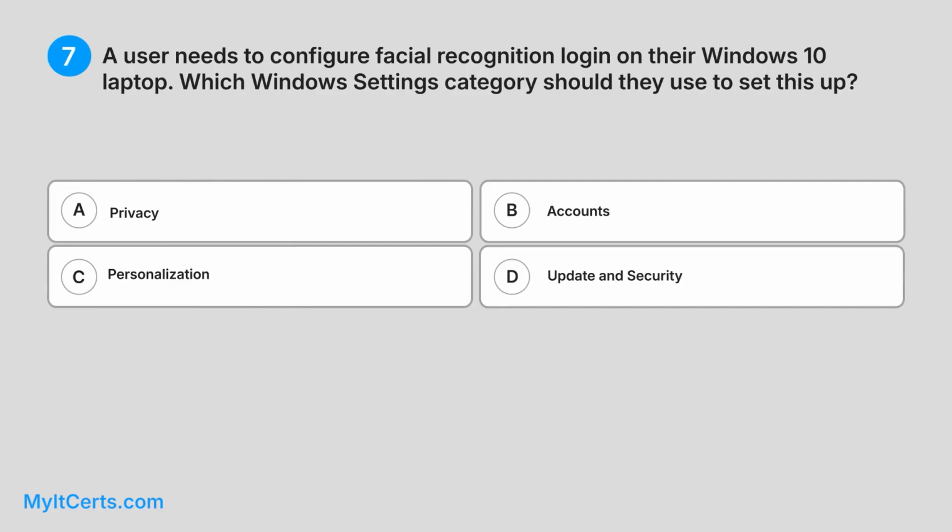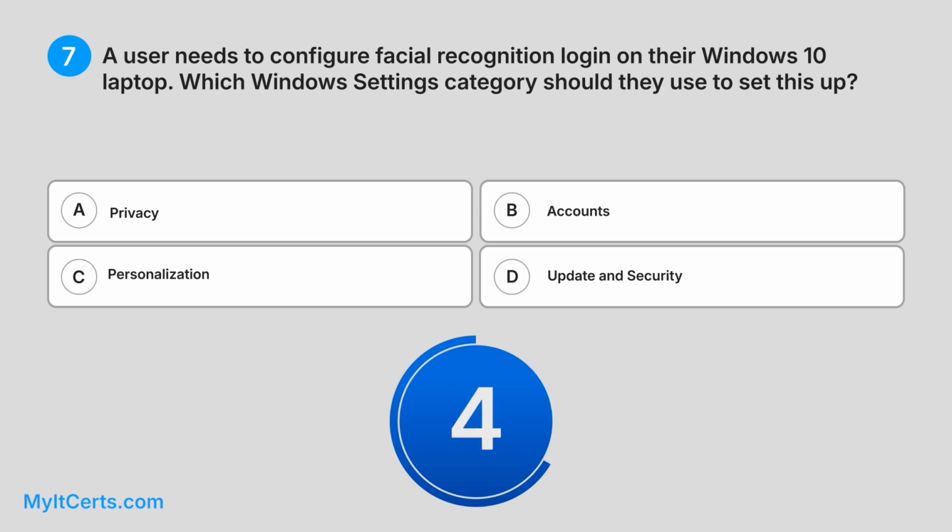Seven. A user needs to configure facial recognition login on their Windows 10 laptop. Which Windows settings category should they use to set this up? A. Privacy. B. Accounts. C. Personalization. D. Update and Security. Do you know the answer?